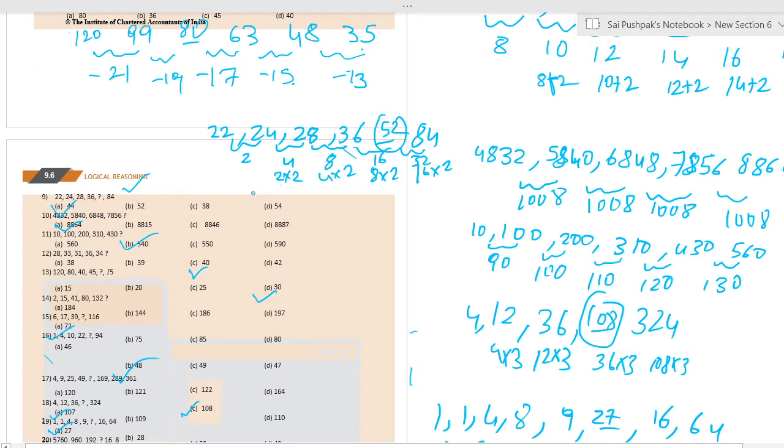Okay. Everywhere we have seen that difference is adding. This is the case of multiplication. Okay. Just remember this. Next question, 4832.